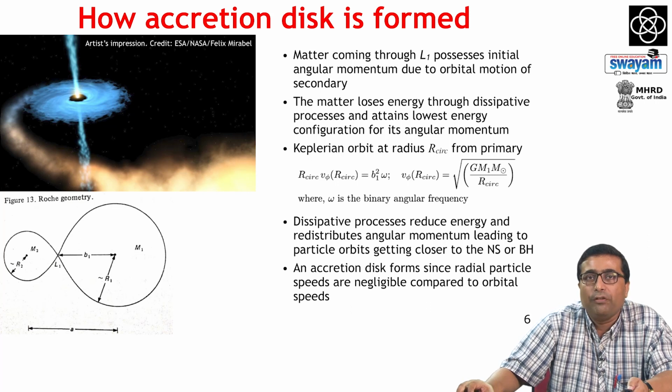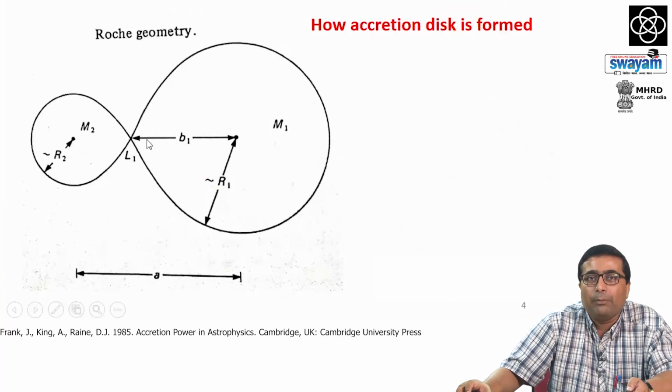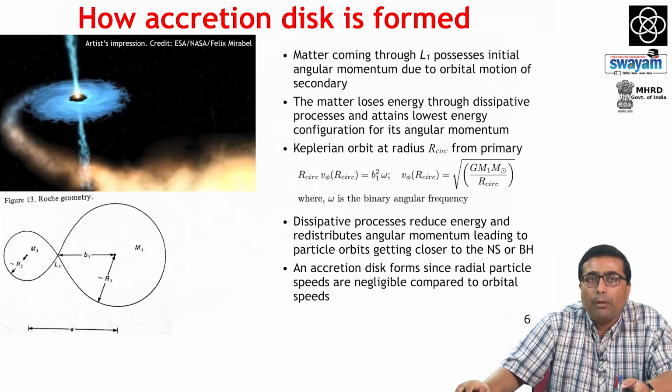r_arc times v_phi equals b1 squared times omega, where v_phi is given by this formula, where m1 is the mass of the primary star and omega is the binary angular frequency. b1 can be seen from this figure. But dissipative processes will be going on in the ring of matter at r_arc, resulting in the loss of energy and redistribution of angular momentum.